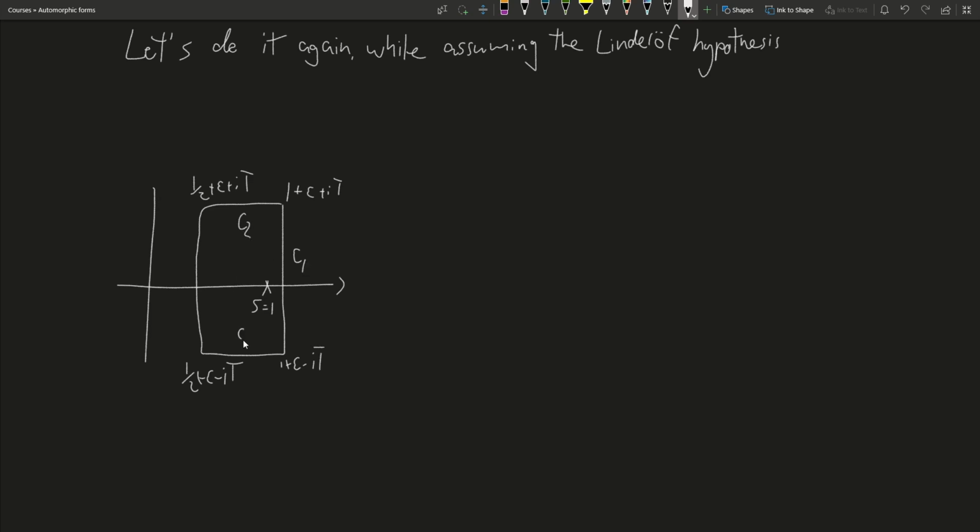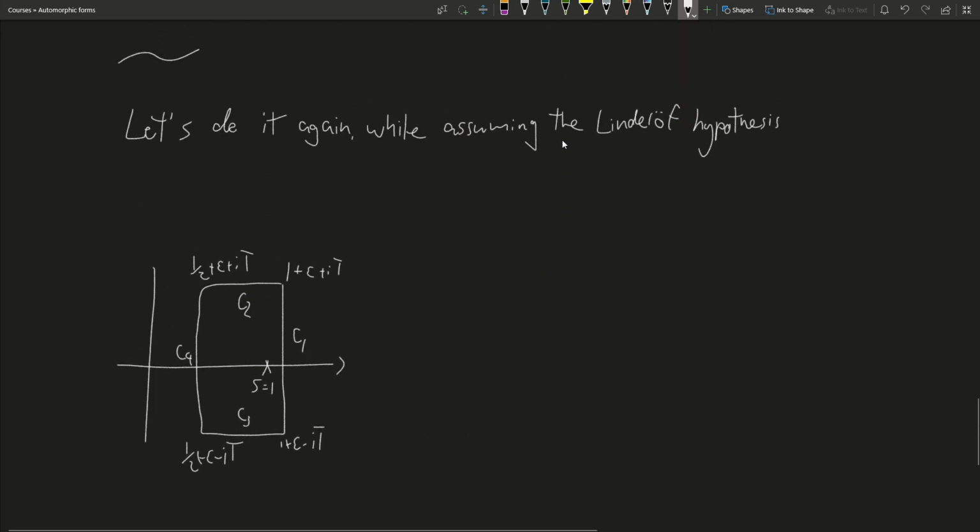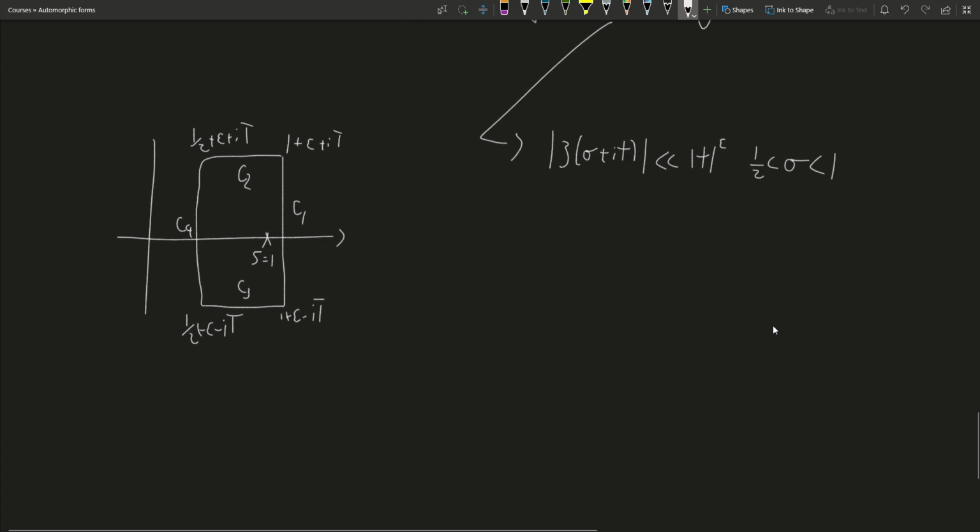It's also the same story. C1, C2, C3, and C4. So the Perron formula stuff is exactly the same. The C1 stuff is exactly the same. The sum of the residues is all the same. So it's really just the bounds on C2, C3, and C4. So let's redo those, assuming the Lindelof hypothesis. So let me remind you, the Lindelof hypothesis is that zeta of sigma plus it is less than t to the epsilon for real part sigma between 1 half and 1. Okay.